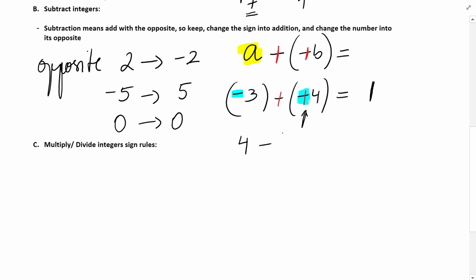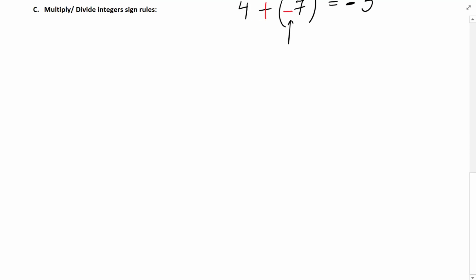Four minus 7. So we change the subtraction into an addition, and we write the opposite of +7, which is -7. So 7 minus 4 is 3, and now we copy the sign of the highest number in magnitude, which is 7. So the answer is -3.